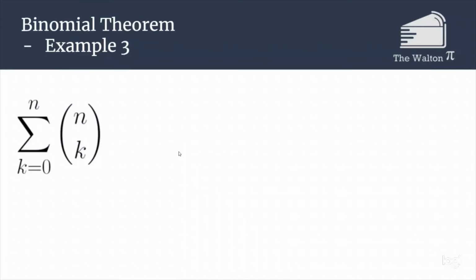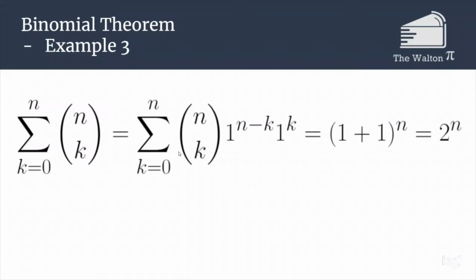Now, very similar to that is if we ever have the sum of n choose k. Here we don't have any of the x to the n minus k's, we don't have any y to the k's, but just like the last time, we can multiply by a 1. Specifically, we will multiply by 1 to the n minus k and by a 1 to the k, because that is still just multiplying by 1. When we do that, it becomes clear that this is going to be equal to (1 plus 1) to the n, or 2 to the n.